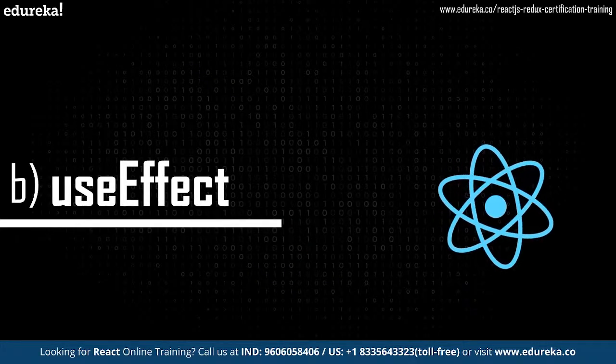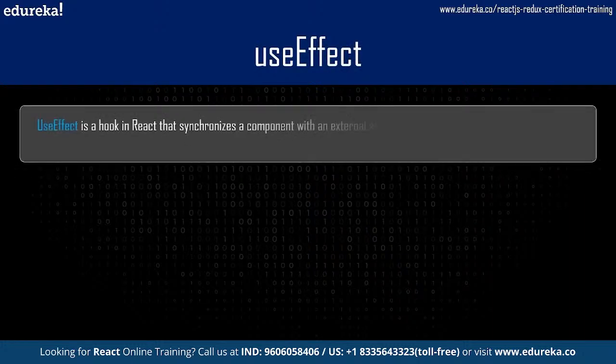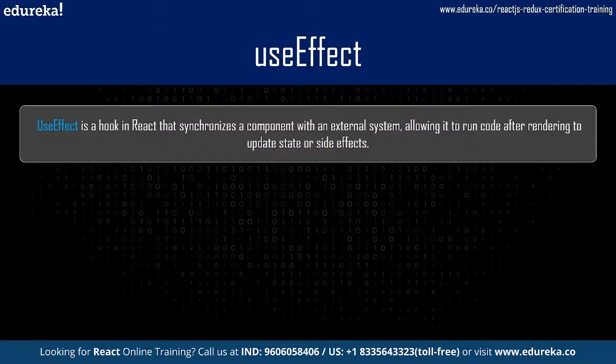Now, let us explore useEffect. Here, useEffect is a hook in React that allows you to synchronize a component with an external system. Also, it allows you to tell React to run a piece of code after rendering in order to update the system or handle the side effects of the component. This is done by specifying a callback function that contains the code to run and an array of dependencies, which are variables that the component uses and that React will watch for changes.